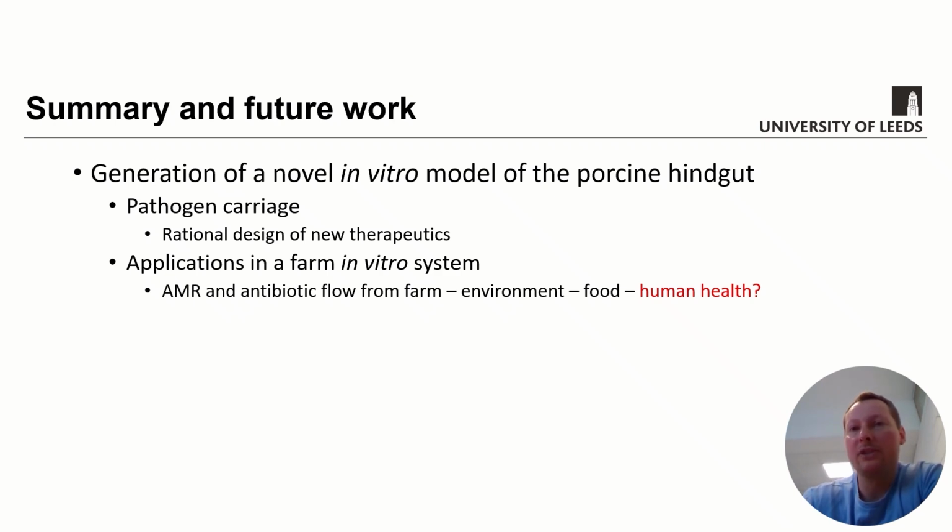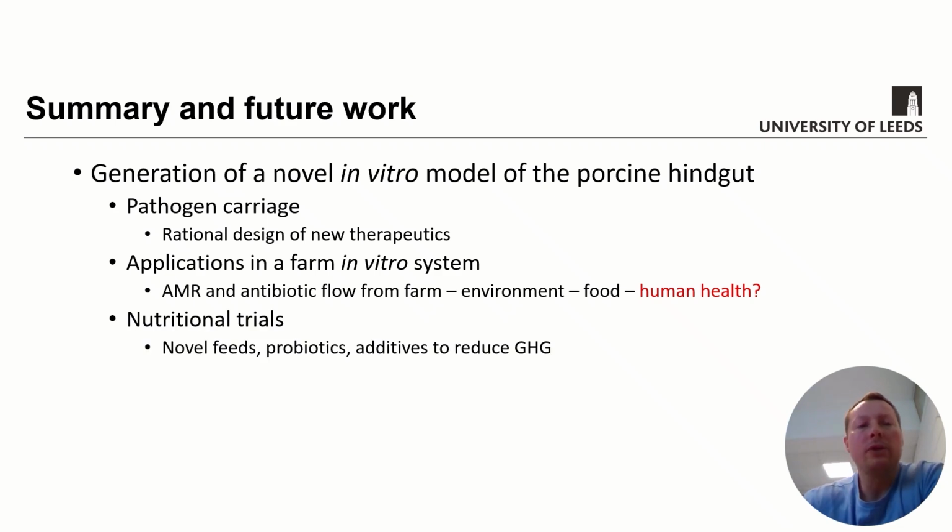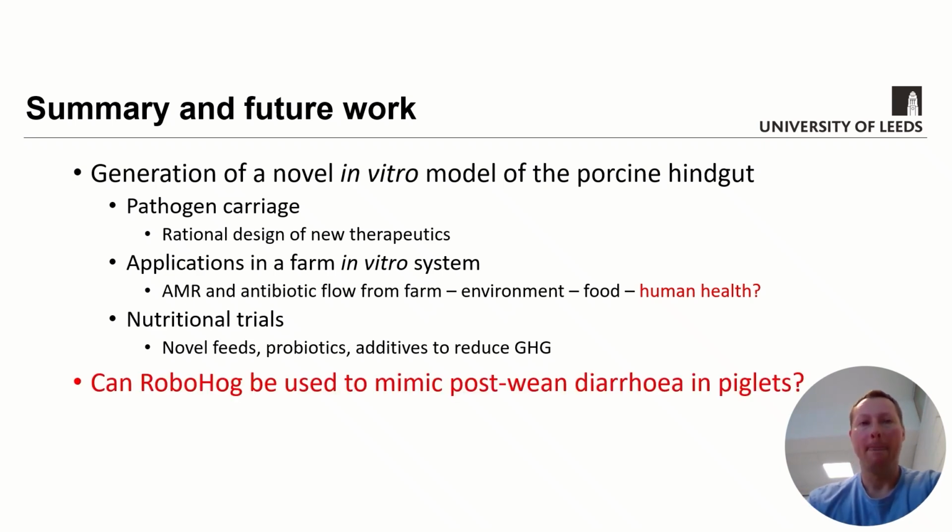And of course the next stage would be, well, how does that impact human health if we're consuming food and crops that are potentially containing antimicrobials? But also, we've looked at how nutritional trials can be run using in vitro models, such as RoboHog here, where we've looked at different novel feeds and also probiotics. And now we've just started a project to look at additives that can reduce the production of greenhouse gases. But there's still lots to do here.